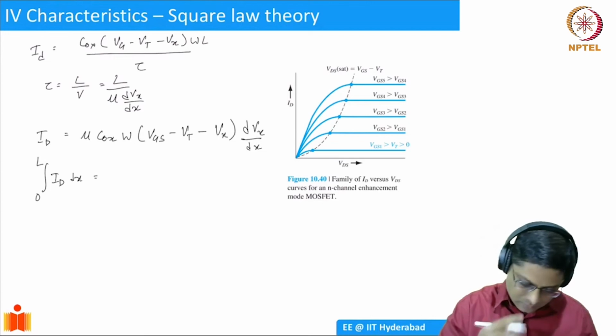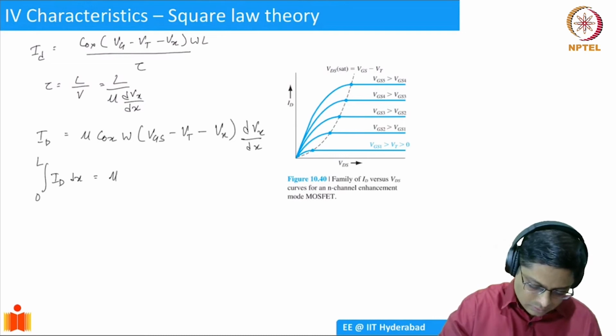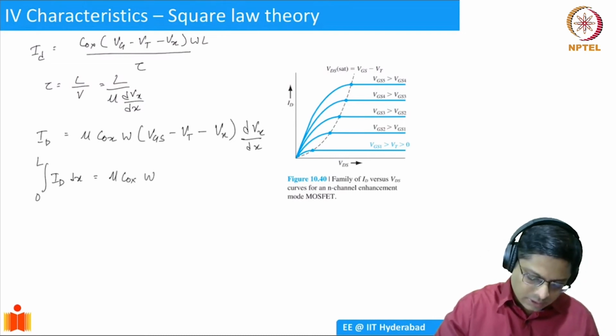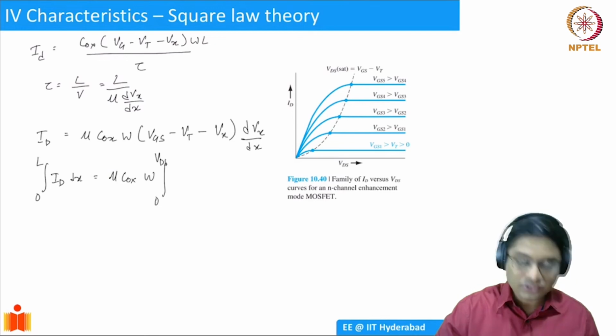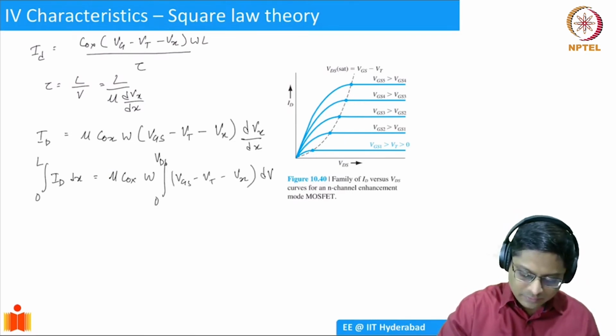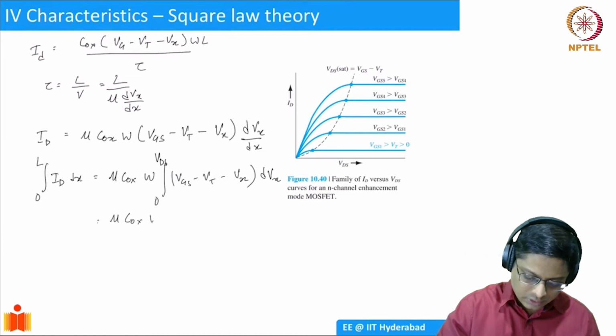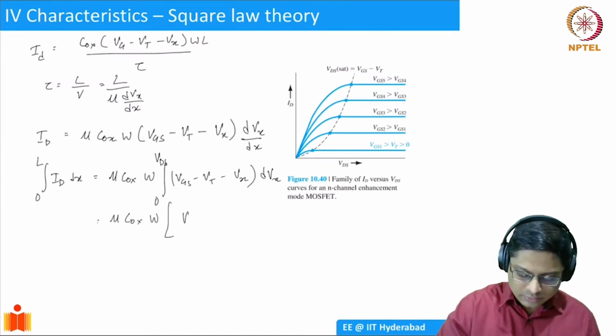That should be equal to, I'll take out mu Cox W, the integral from 0 to VDS now. Vx is changing from 0 to VDS, right? VGS minus VT minus Vx into dVx. So this will turn out to be mu Cox W times VGS minus VT times Vx minus Vx square by 2, evaluated from 0 to VDS.